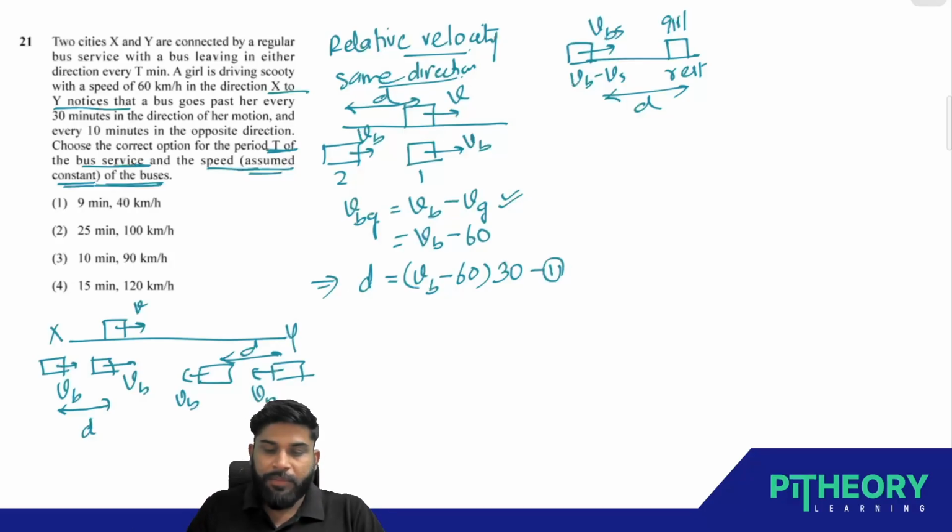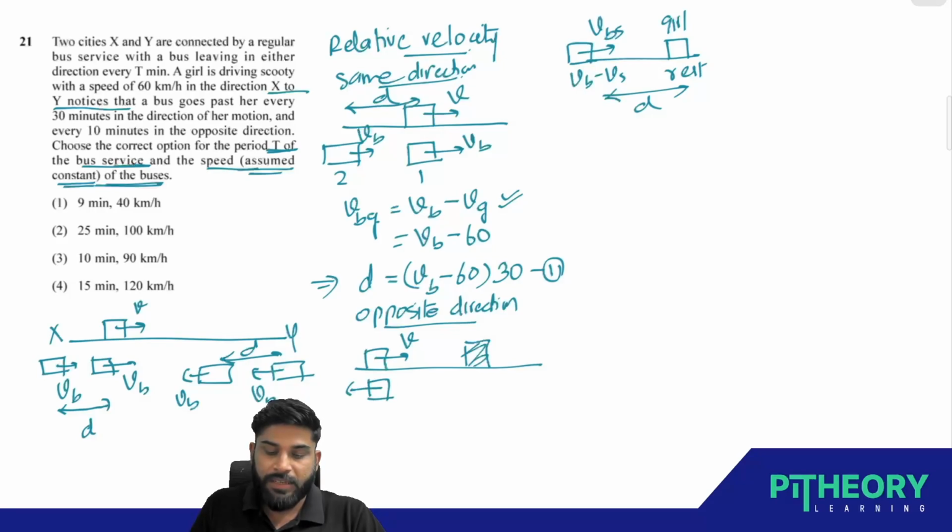At the same time, let's see the buses that are passing in the opposite direction. What is the situation here? We have the girl going with velocity v. A bus passed her, suppose with velocity VB. Now, at a distance D, we have the next bus that is going to pass her, again with the velocity VB only, right?